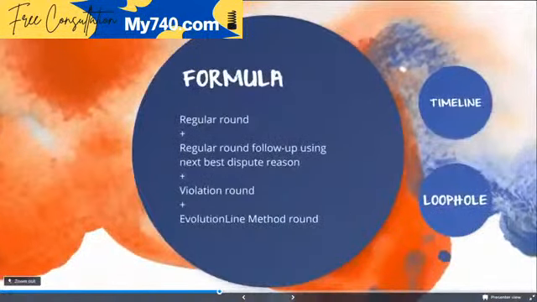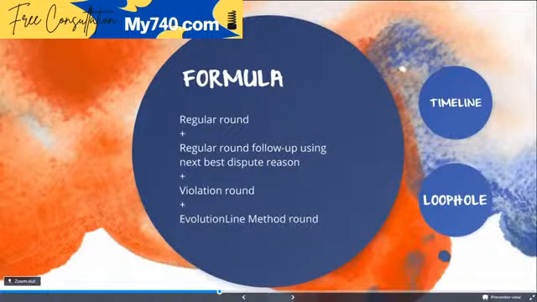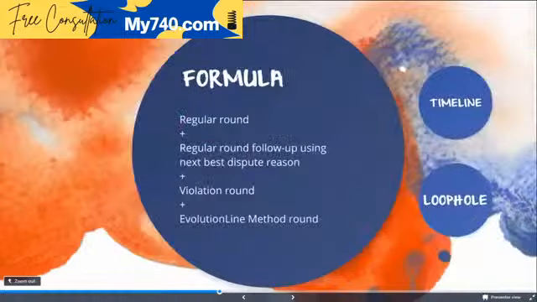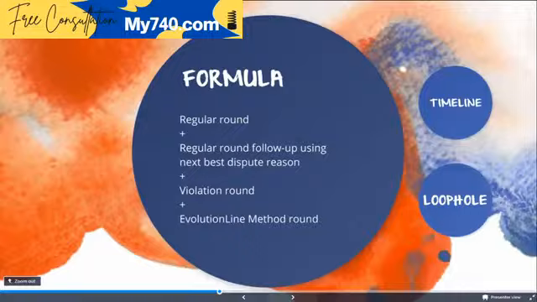Here's the formula. You have your regular round, like date last active with date last paid, and then a regular round follow-up using the next best reason. So let's say that we start with date last active, we're going to go to date last paid. Then we have a violation round, right? Let's just say it's missing the required notice of dispute. Section 623 states that the bureaus and the creditors actually must put in like a disputed by consumer, or I'm sure you've seen it on your credit report, right?